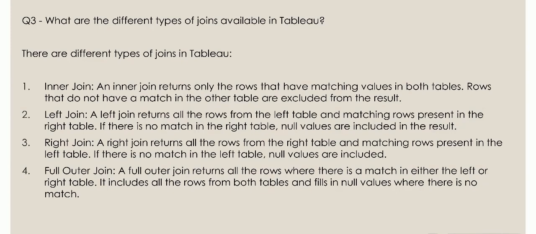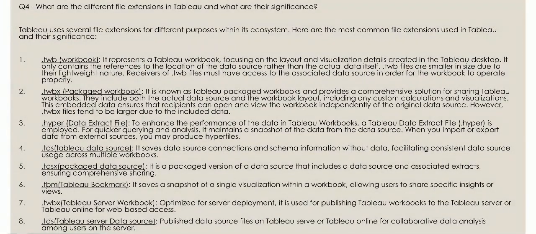Left join: a left join returns all the rows from the left table and matching rows present in the right table. If there is no match in the right table, null values are included in the result. Right join: a right join returns all the rows from the right table and matching rows present in the left table. If there is no match in the left table, null values are included. Full outer join: a full outer join returns all the rows where there is a match in either the left or right table. It includes all the rows from both tables and fills in null values where there is no match.